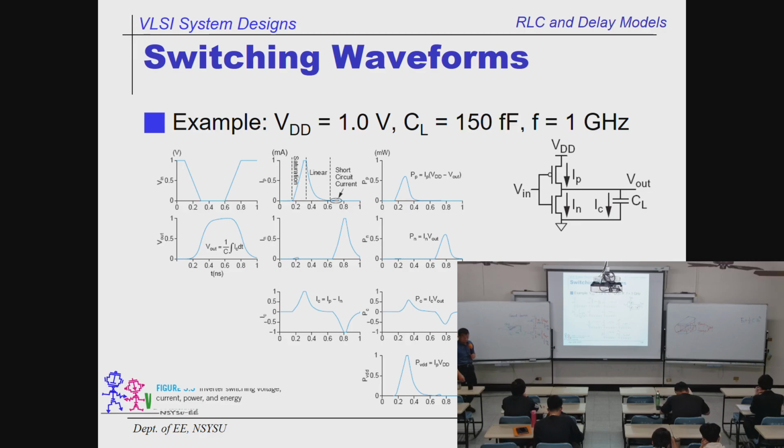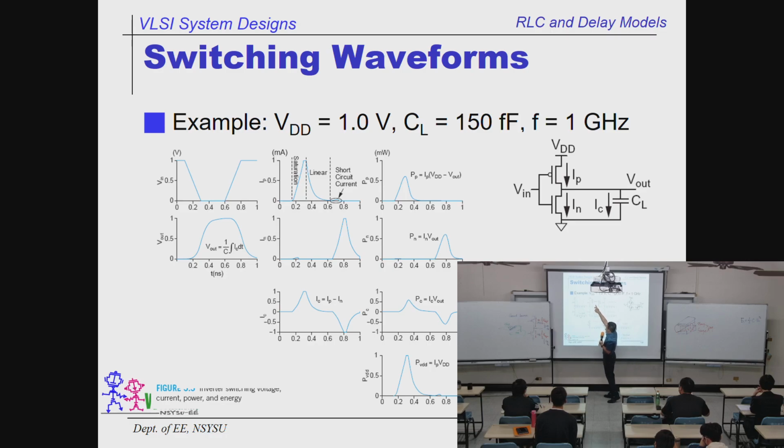And remember, I asked you to do the simulation. I think your TA already told you how to do the current monitoring. This is the VDD, C_L, and the frequency is 1 gigahertz. So you're going to see what? This is the input, and this is the corresponding output. The shape is not that clear, it's not that good. And this is what? The currents. This is the current over there, see that?